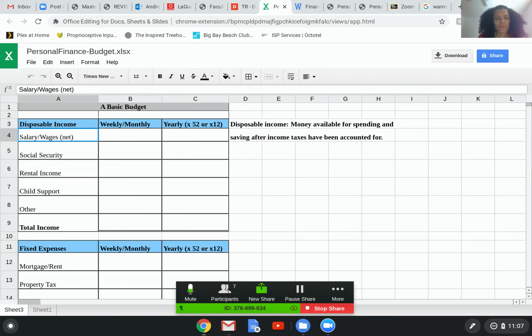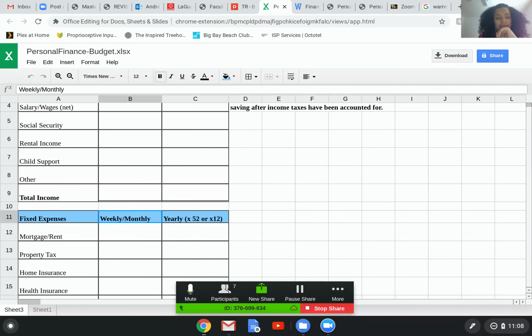Okay, so I'll just walk you through the budget. The top part is income, disposable, meaning the income that you can actually spend. If you look at your pay stub, it's the net pay that you bring home. So salaries or wages, social security, maybe you're renting out a room in your apartment so you might have rental income, child support, or any other income, like an allowance from your parents, and that gives you your total income. This could be weekly or monthly, depending on what is easiest for you. If you want to figure it out yearly, you can just multiply by 52 or by 12.